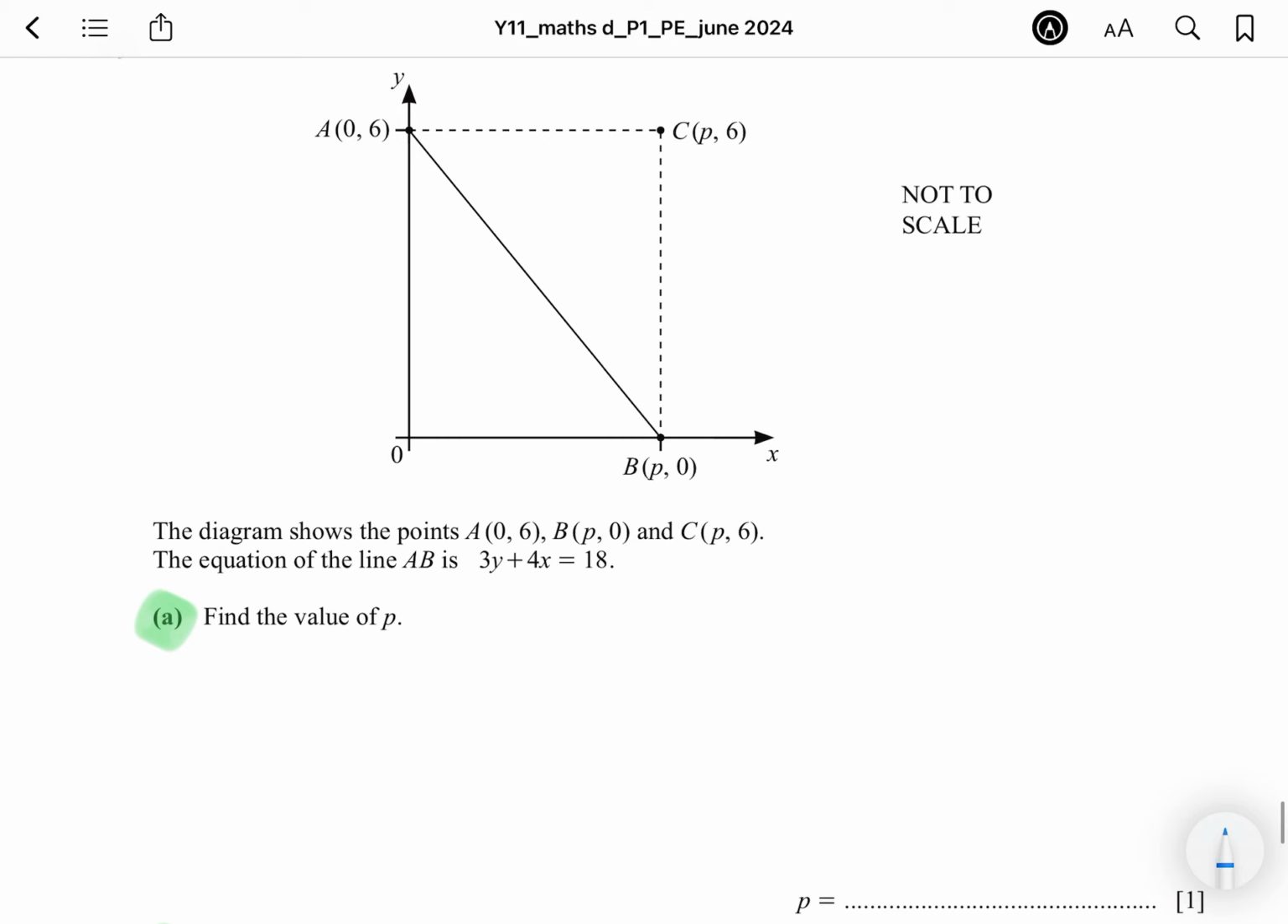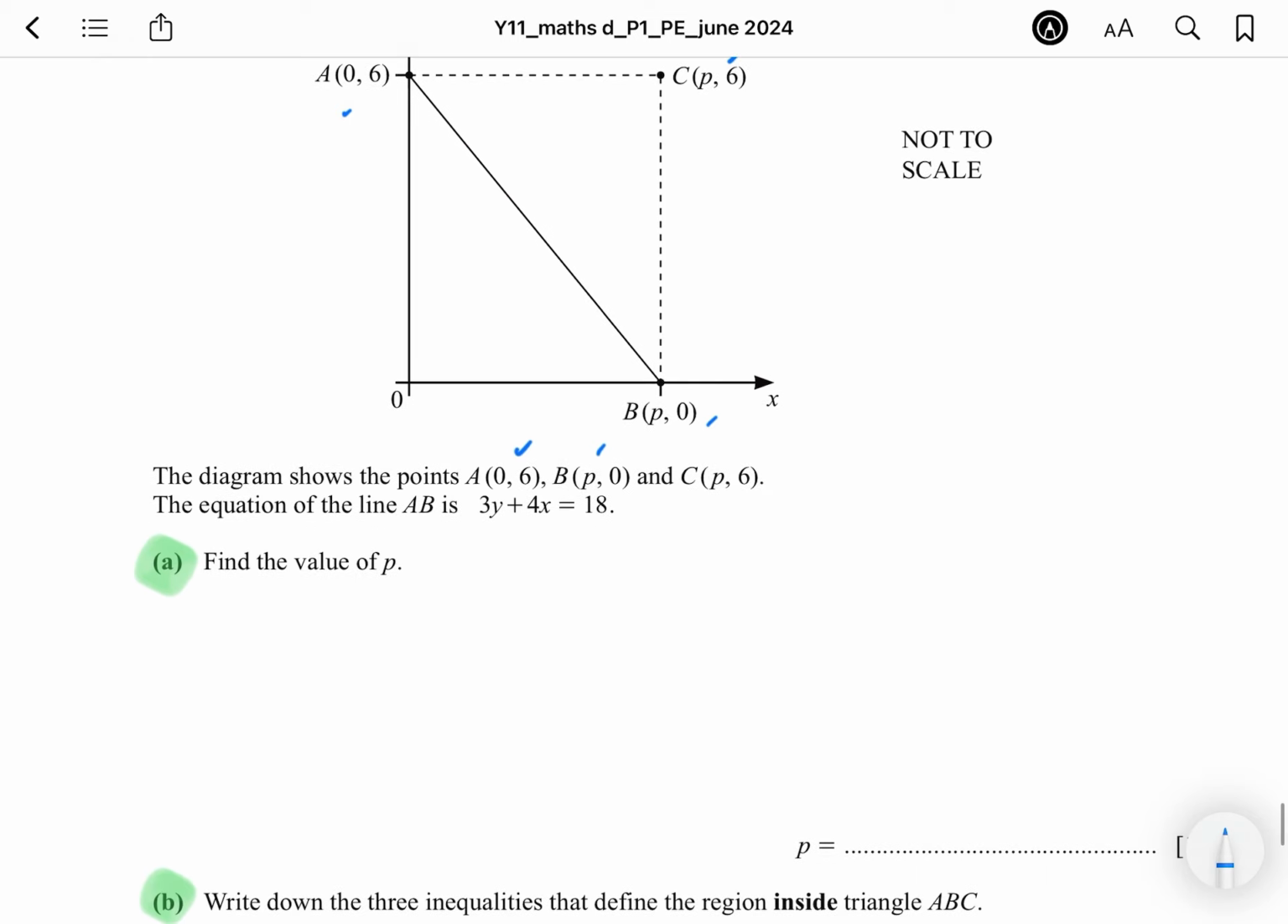Linear graph. Okay, that is given. P is given, P6 given. The equation of the line 3y plus 4x equals to 18. Find the value of P. I can use the equation here because point B is on the line AB. So what I can do is I can substitute P, 0 into the equation.